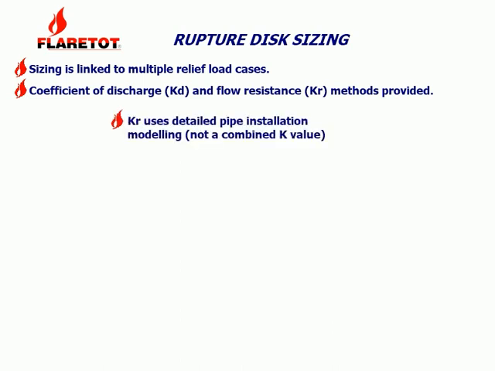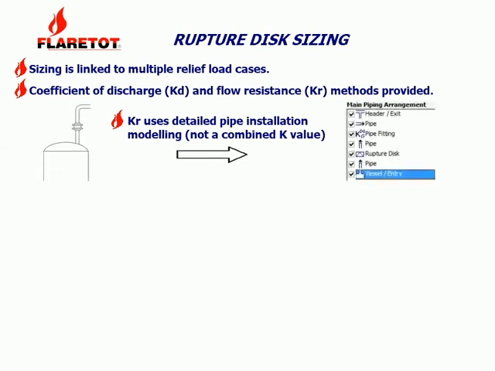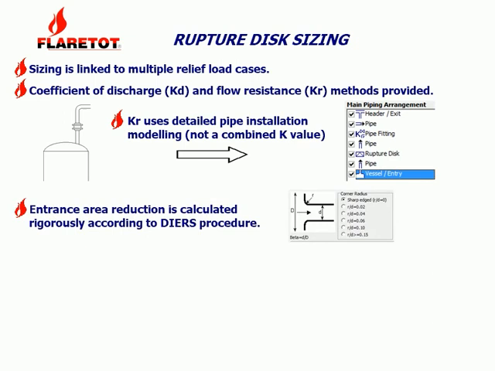Our flow resistance calculation uses a sequential analysis of the disk installation piping and fittings, etc. This provides a more realistic pressure loss, compared to using a combined K value. This is especially true where higher loss elements are installed near the exit. The API example for vapor, which does use a combined K value, is also included for completeness. The pressure loss over the pipe entry from the vessel is implemented according to the Dyer's procedure to account correctly for the area reduction.